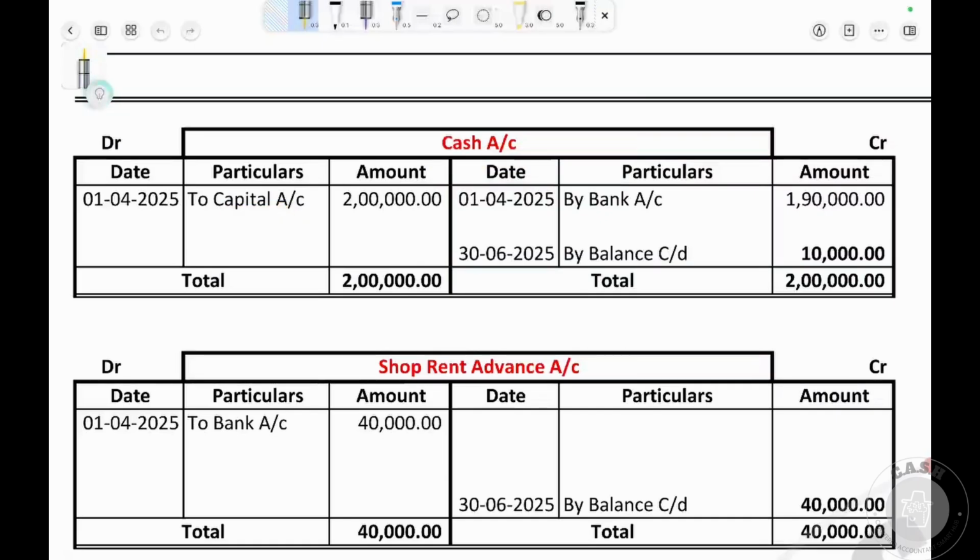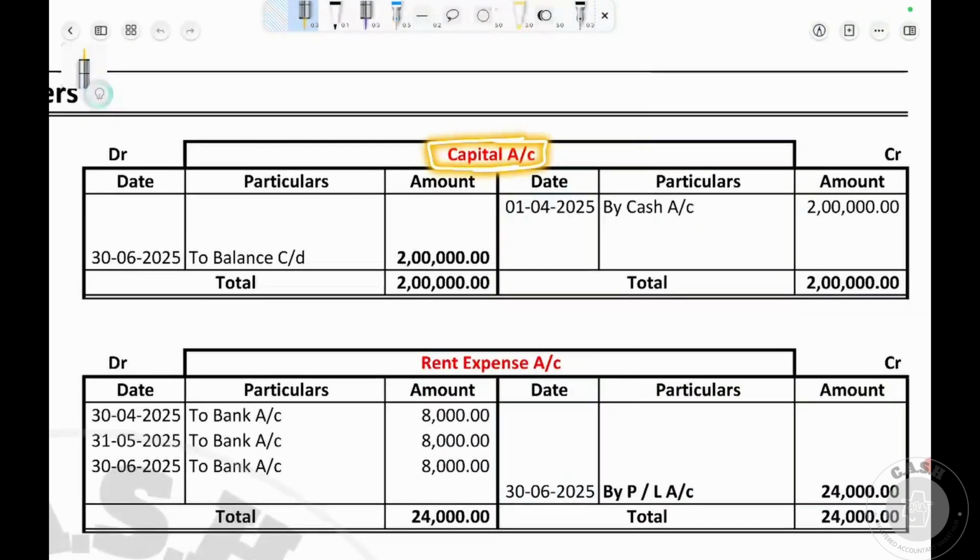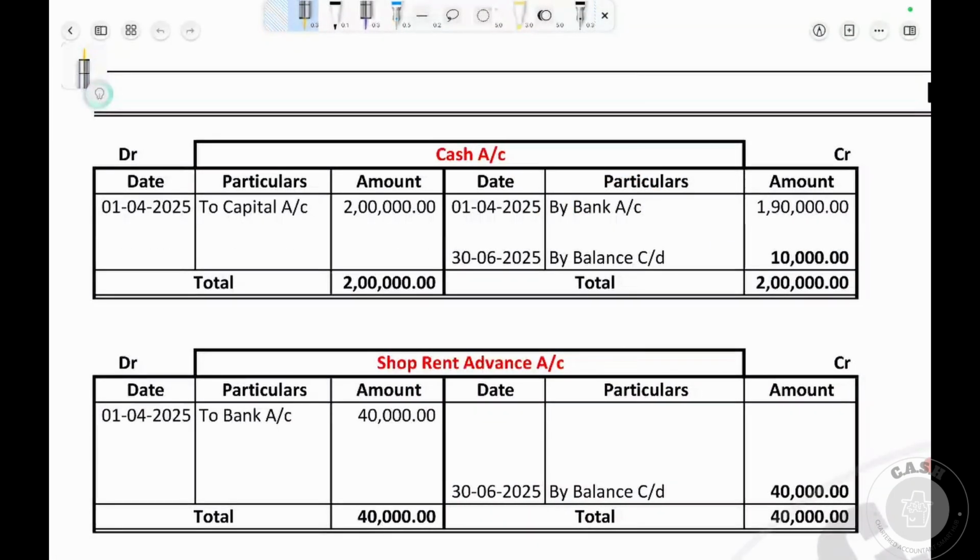Since it is the double entry system, we have given effect to cash account. But what about capital account? Capital account is giving money. From the cash account perspective, it is receiving money from capital account. Capital account is giving money to cash account. That means cash account is receiving money from capital account. So the golden rules again applied: debit what comes in, credit what goes out.